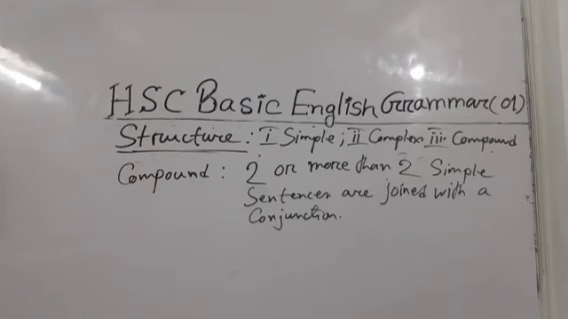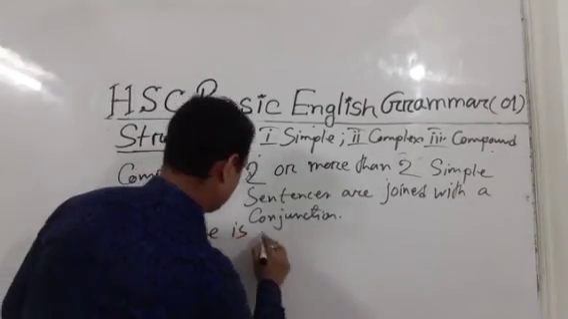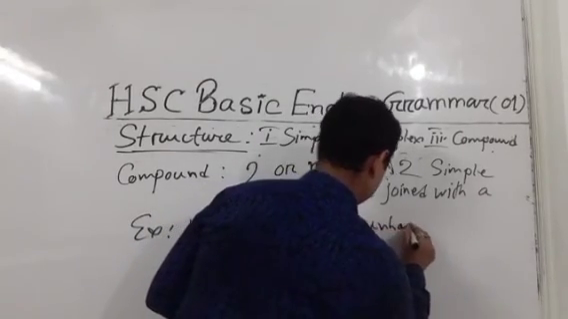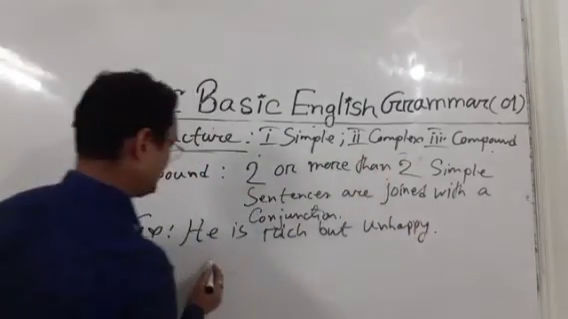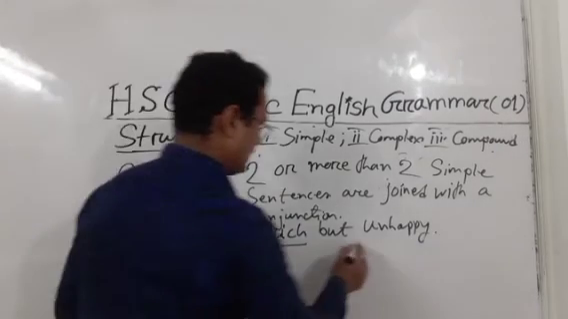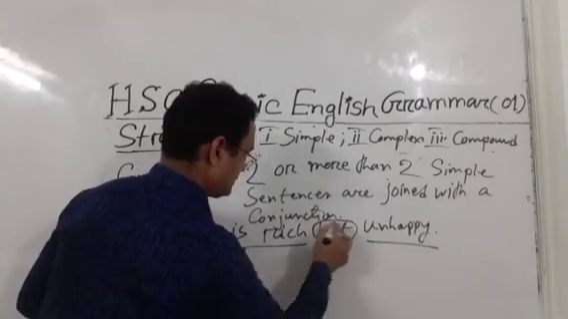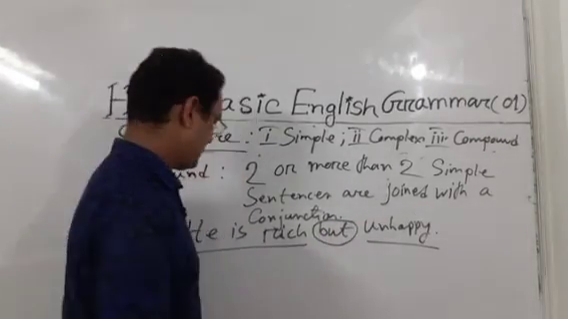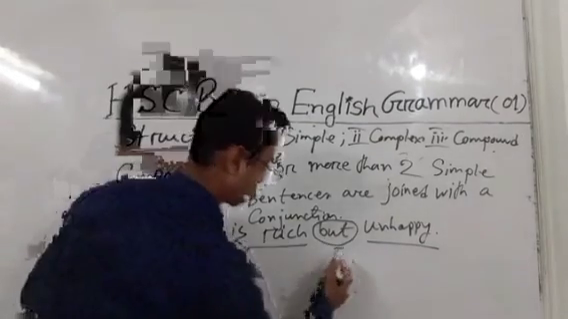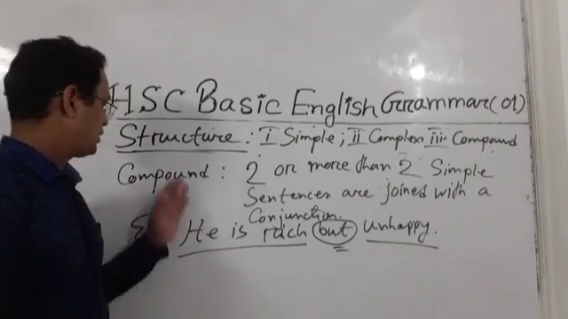For example, let's go for example. He is rich but unhappy. What I am writing here, he is rich but unhappy. Here he is rich is a simple sentence. Unhappy here means he is unhappy. In a sentence, the same subject is not repeated here. He is unhappy. These two simple sentences are joined with the conjunction but. So and, but, or, and these types of conjunctions are necessary for making a compound sentence.